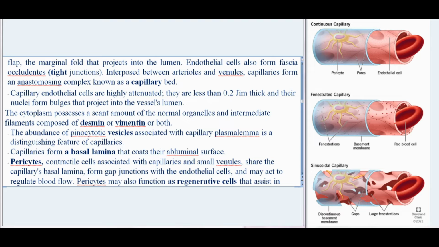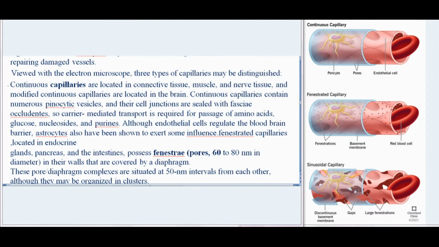Pericytes, contractile cells associated with capillaries and small venules, share the capillaries' basal lamina, form gap junctions with the endothelial cells, and may act to regulate blood flow. Pericytes may also function as regenerative cells that assist in repairing damaged vessels. Viewed with the electron microscope, three types of capillaries may be distinguished. Continuous capillaries are located in connective tissue, muscle, and nerve tissue, and modified continuous capillaries are located in the brain.